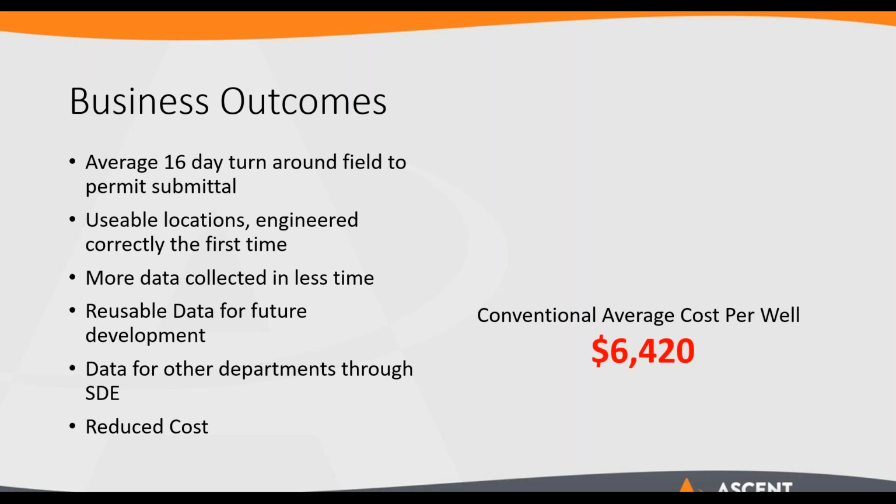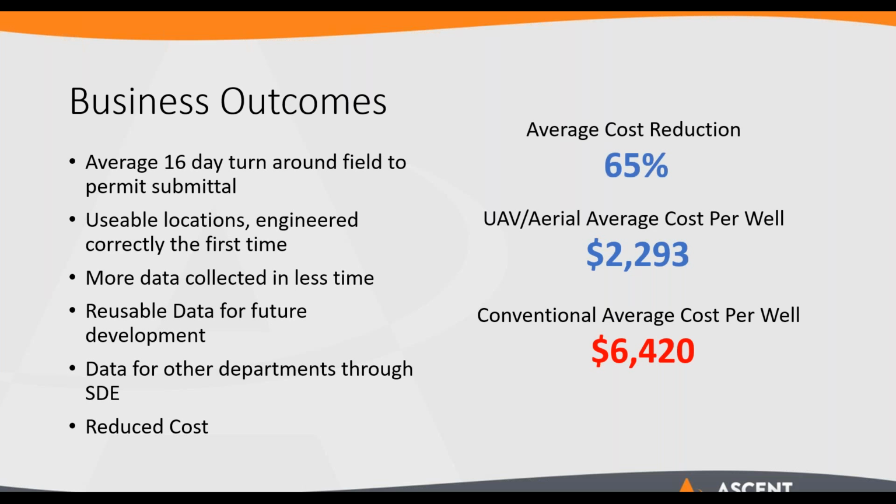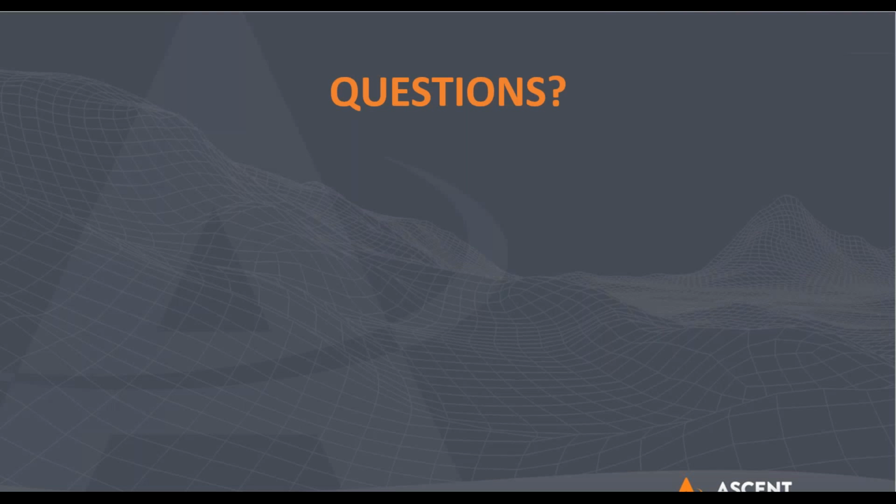So conventionally, our average cost per well was $64.20. Using the UAV and the aerial survey, we were actually able to get down to about $2,300. That's a big difference. And then so the average cost reduction is 65%. Pretty awesome. Man, that's a huge difference. Is there any reason you wouldn't use aerial survey?